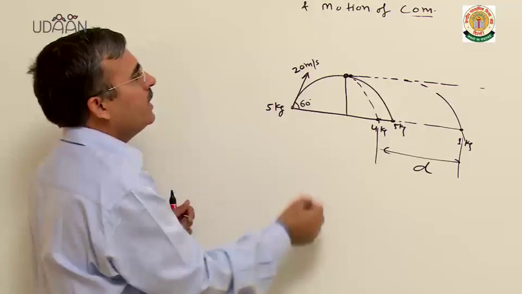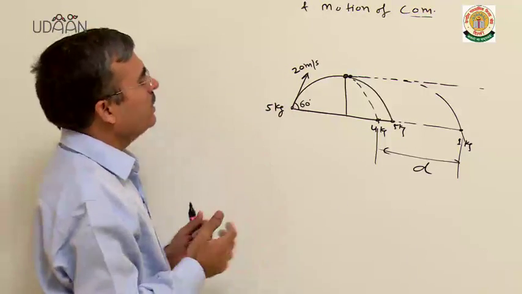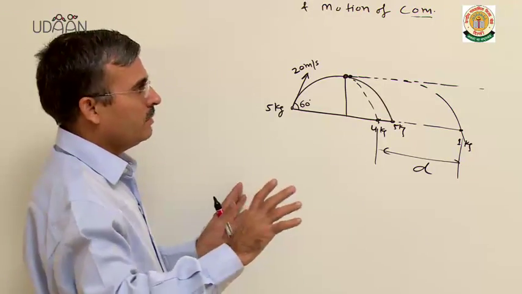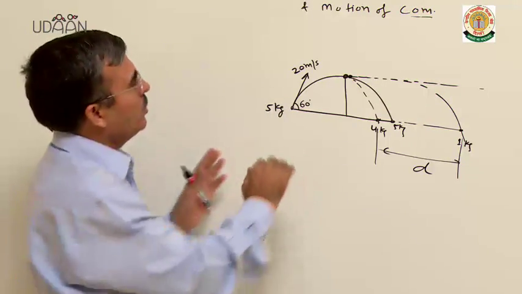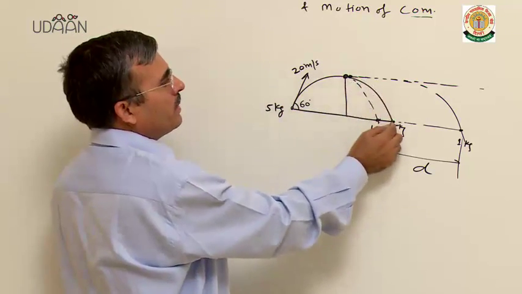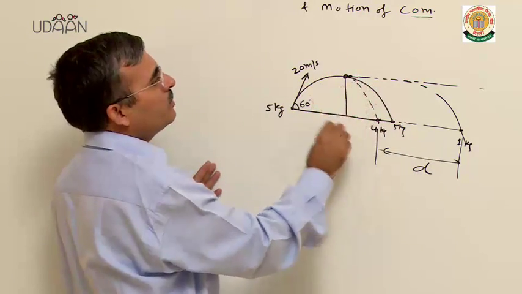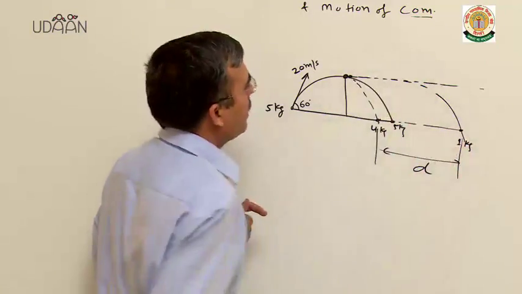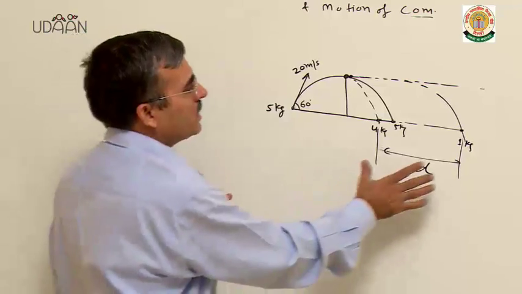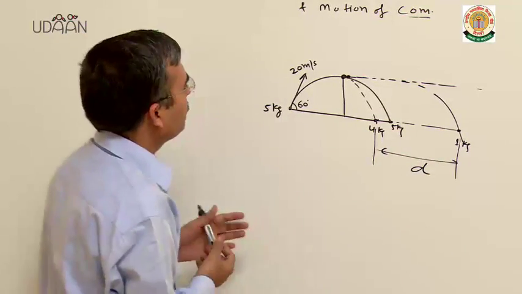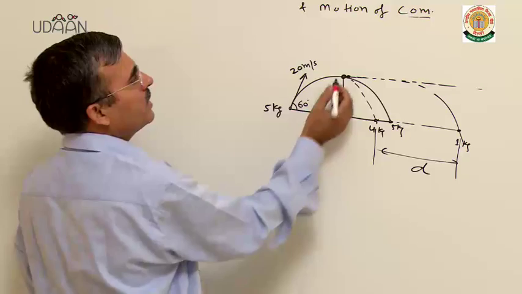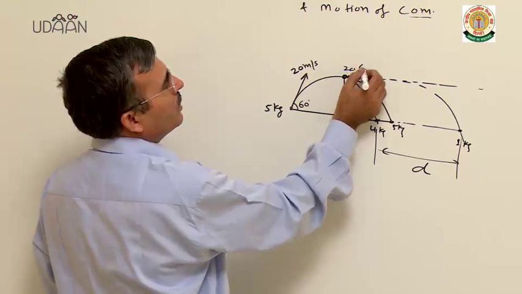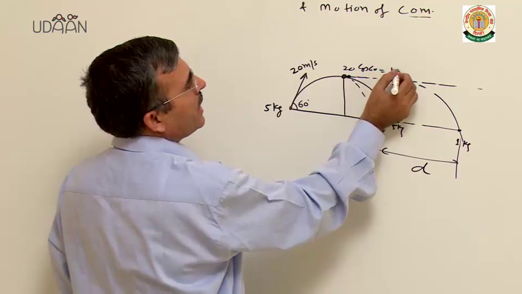Clearly, only mg force is acting vertically downward. So, center of mass will not deviate. It will move as it is. So, center of mass will move on the parabolic path as it was moving initially, but these fragments will move here and there. Clear? So let us calculate separation between them. Now at the highest point, speed will be 20 cos 60. 20 cos 60 is 10 meter per second.